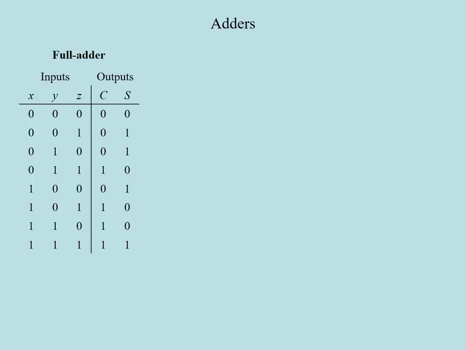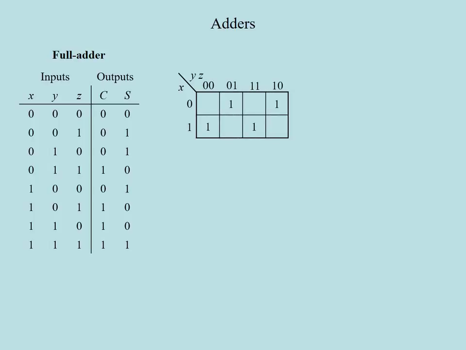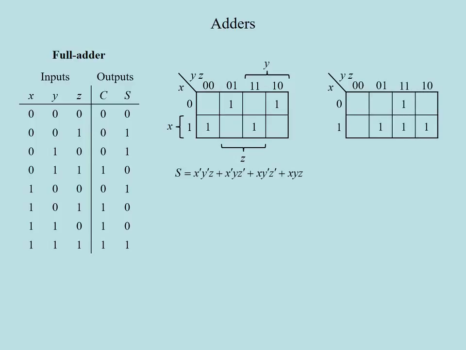The sum bit S, on the other hand, results in 1 if the number of ones among X, Y, and Z are odd. The Karnaugh map of S reveals that it is not simplifiable as a sum of products. We can write S as a sum of 4 minterms. The carry bit C can be simplified as a sum of 3 products of 2 literals each, namely as XY or YZ or XZ. We can implement both outputs as AND/OR implementations.